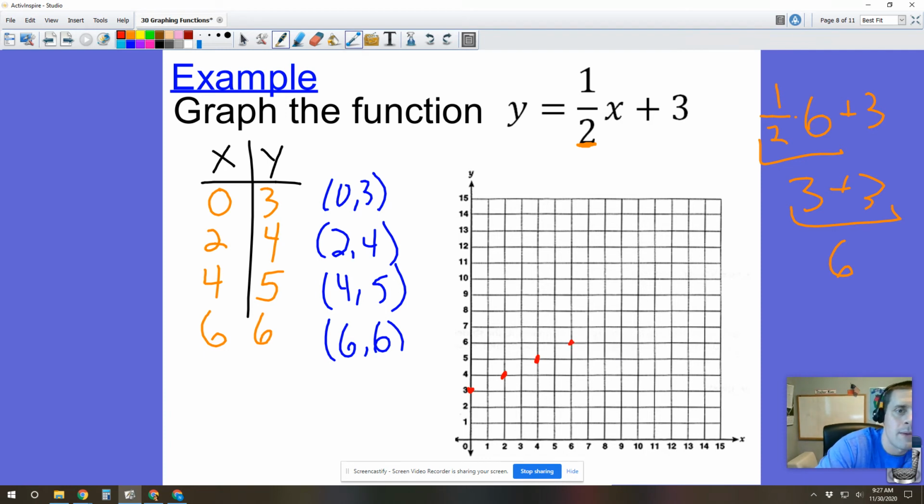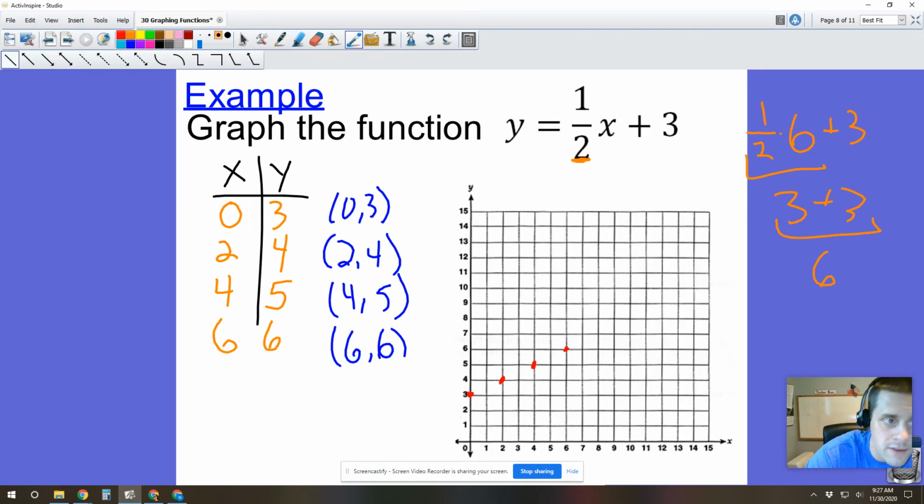Now I'm going to connect my points. Because this is a linear function, they should produce a straight line. And they do. So I'm good to go. Boys and girls, there is the graph for the function y equals 1/2 x plus 3.